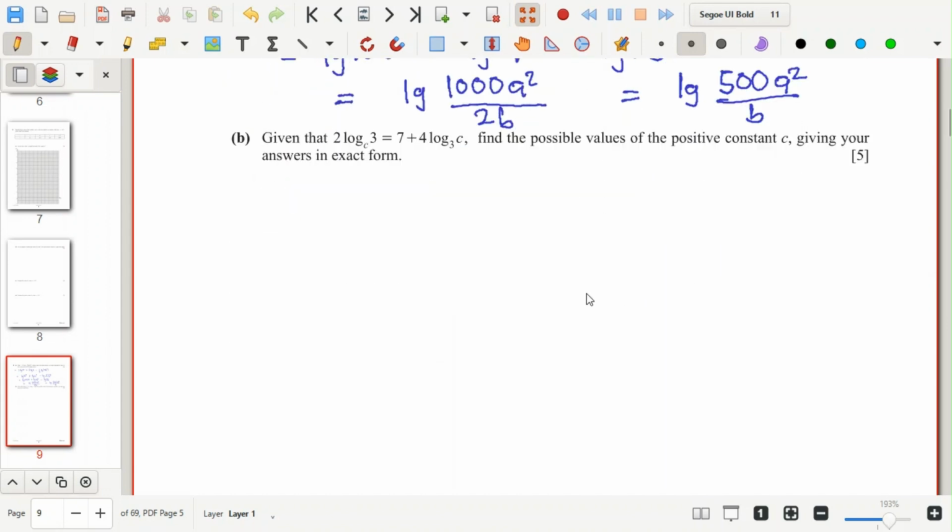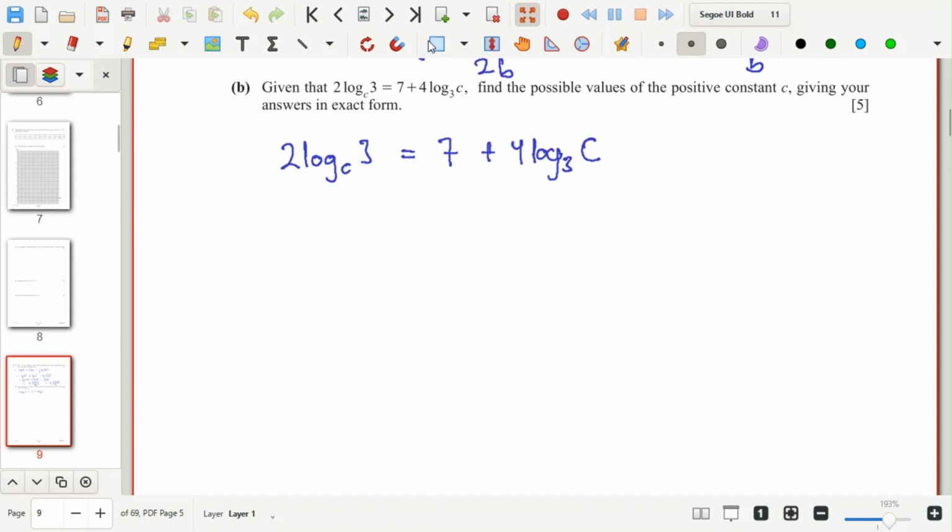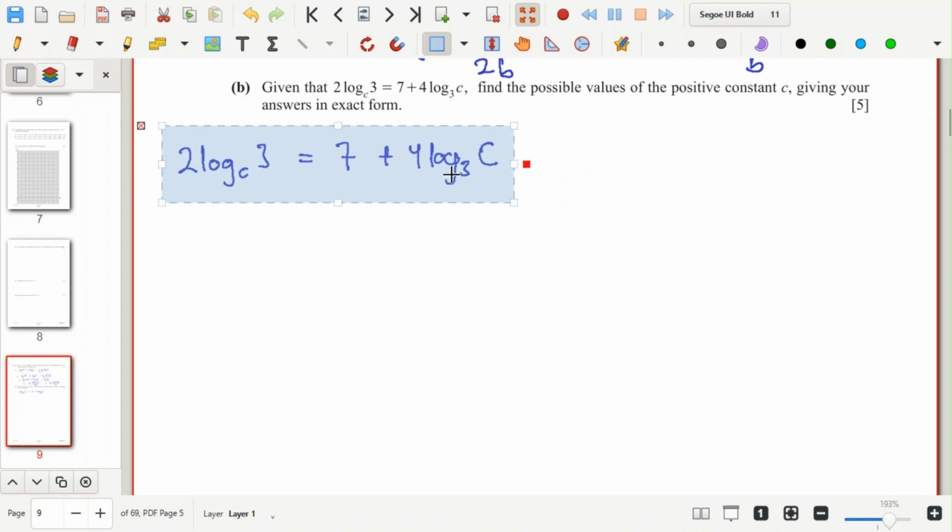All right. So now let's come to the b part of this question. So we have been given this expression: 2 log to the base c of 3 is equal to 7 plus 4 log to the base 3 of c. Let me shift it a little bit to the left. Find the possible positive values of the constant c, giving your answer in exact form.